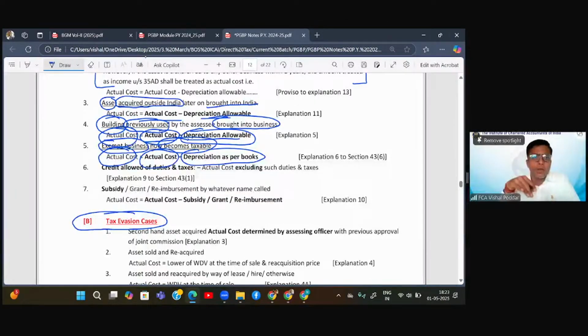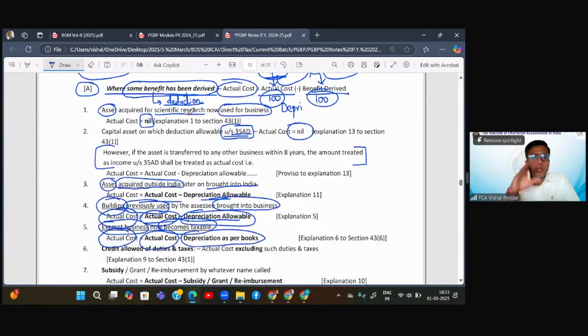If you can see the logic, students, please see the basic ideology over here: where you have taken the benefit of that cost somewhere under some other provision, under some other scenario, here you cannot claim the deduction again under section 32 of that much cost. So whatever benefit you have derived, that will be deducted.